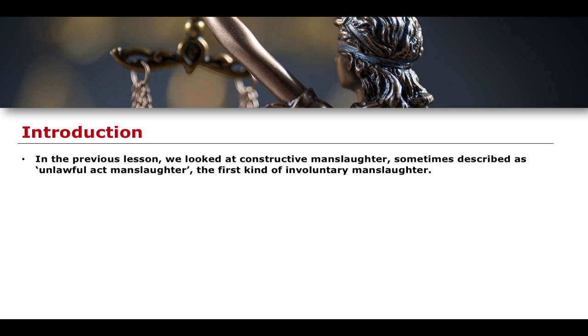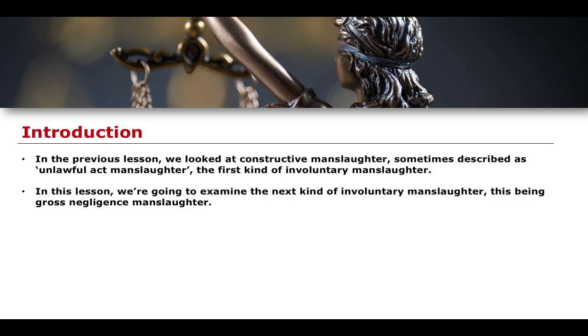We then started to talk about involuntary manslaughter and described one known as constructive manslaughter or unlawful act manslaughter, where you essentially have an already existing offence that is committed, but that is the offence that you use to construct a further offence, i.e., the offence of manslaughter on top of it. This lesson is going to talk about the final of the main manslaughter offences. We're going to focus on the concept of manslaughter by way of gross negligence.